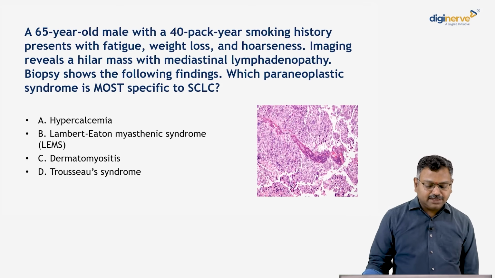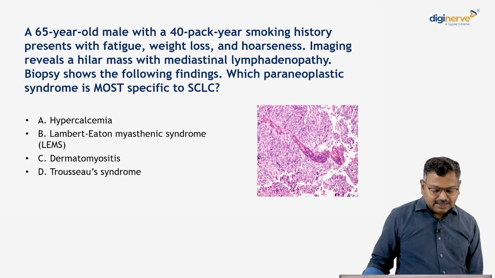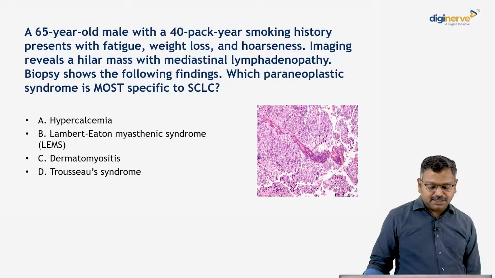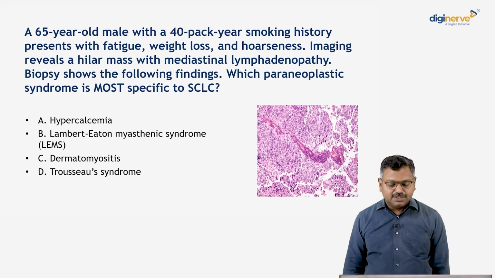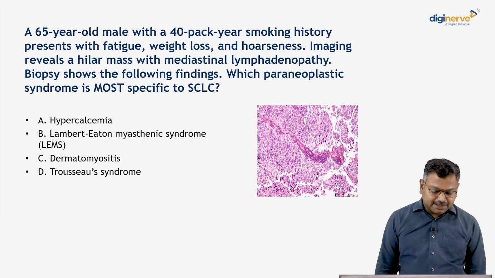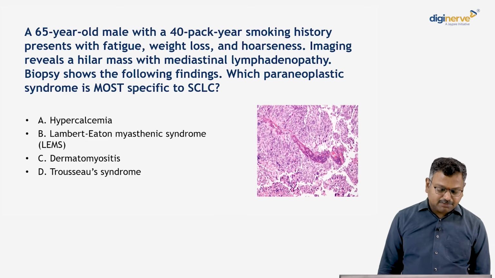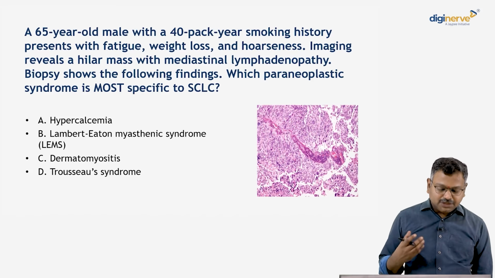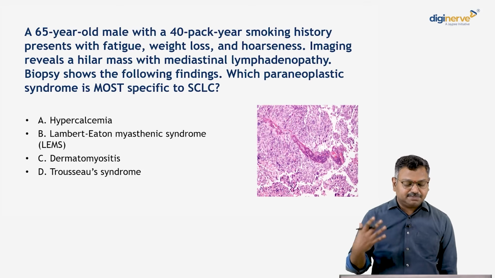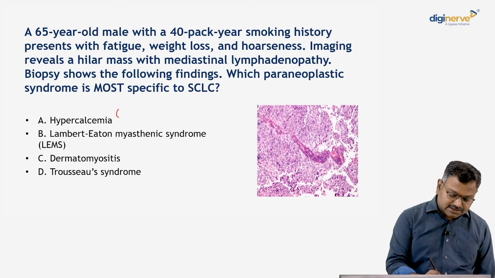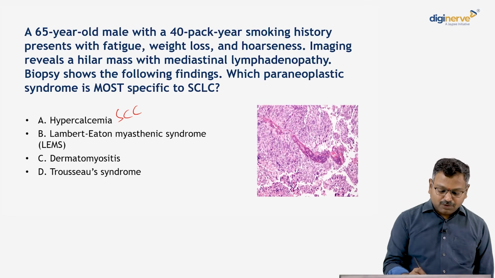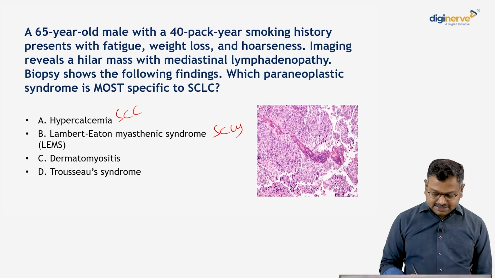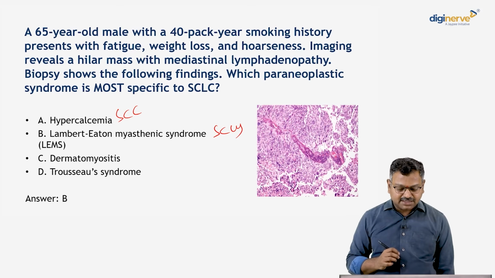65-year-old, 40 years smoking, fatigue, weight loss, hoarseness, hilar mass, mediastinal lymphadenopathy, biopsy showing these features. Which paraneoplastic manifestation is more specific for small cell carcinoma? Is it hypercalcemia, Lambert-Eaton, dermatomyositis or Trousseau's? Dermatomyositis can be seen in other conditions. Trousseau's can be seen in GI malignancies, pancreatic. Hypercalcemia is squamous cell carcinoma, whereas small cell carcinoma, Lambert-Eaton myasthenia is the most specific feature that you would get.